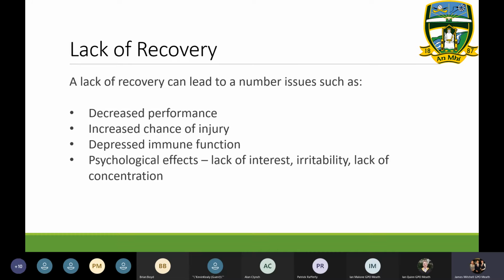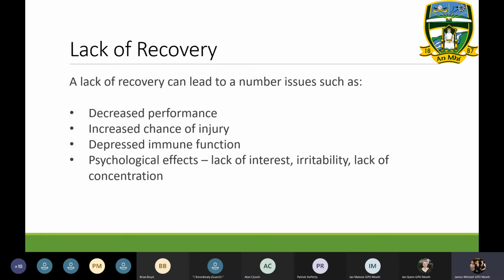Another one that's probably less commonly known here is that it can depress immune function. So the lack of recovery can lead to you getting, I suppose, colds and flus and getting sick. So that's probably one that's not hugely associated. You probably think more of your decreased performance and your chance of injury, but it can lead to you getting sick, which obviously will have a knock-on effect in your day-to-day life as well as your sporting life.